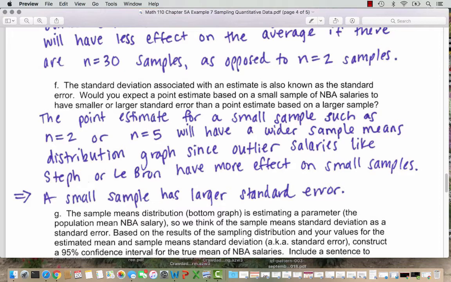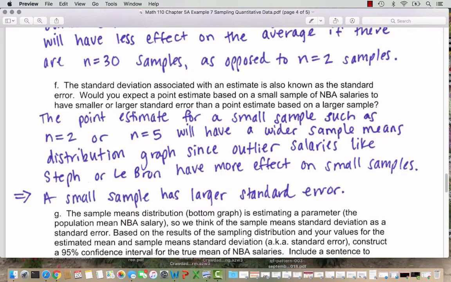The point estimate for a small sample, such as n equals 2 or n equals 5, if we're only drawing 2 or 5 salaries, will have a wider sample means distribution graph since outlier salaries like Steph or LeBron have more effect on small samples. So we can say a large sample is going to have a smaller standard error, it's going to be more squished together, and a small sample is going to have a larger standard error. A large standard error means the graph is going to be more spread out.